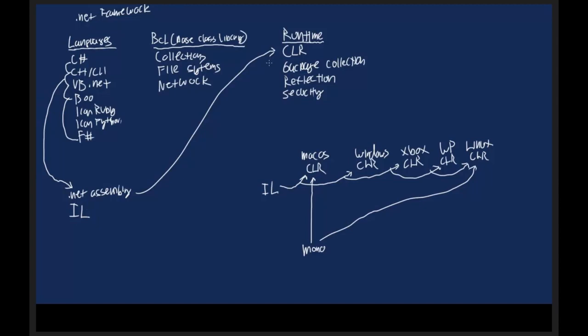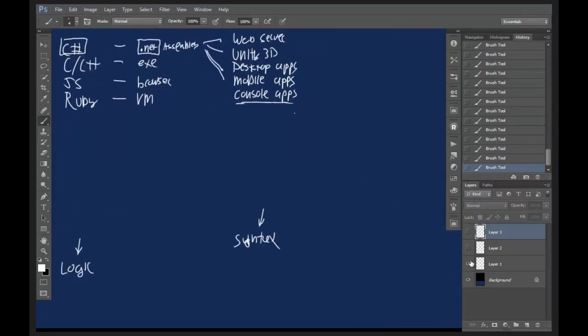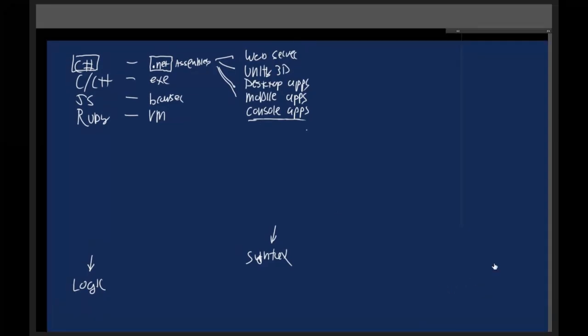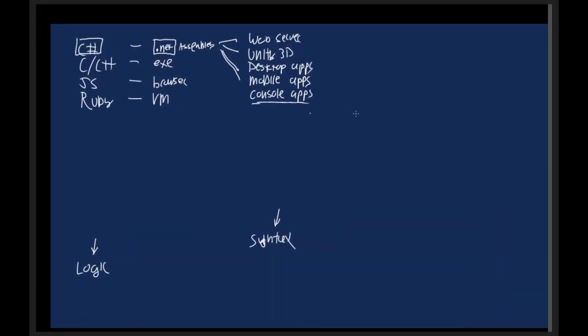Like I said before at the beginning of this class, there's a variety of ways that we can load up our CLR. So for example, we have a web server like IIS, if you guys are familiar with that. That IIS has a CLR built in. It allows it to run your C# code. Unity 3D has Mono built in, which allows you to run your C# code. Desktop, mobile, and console apps are understood natively by the CLR on their respective operating systems.